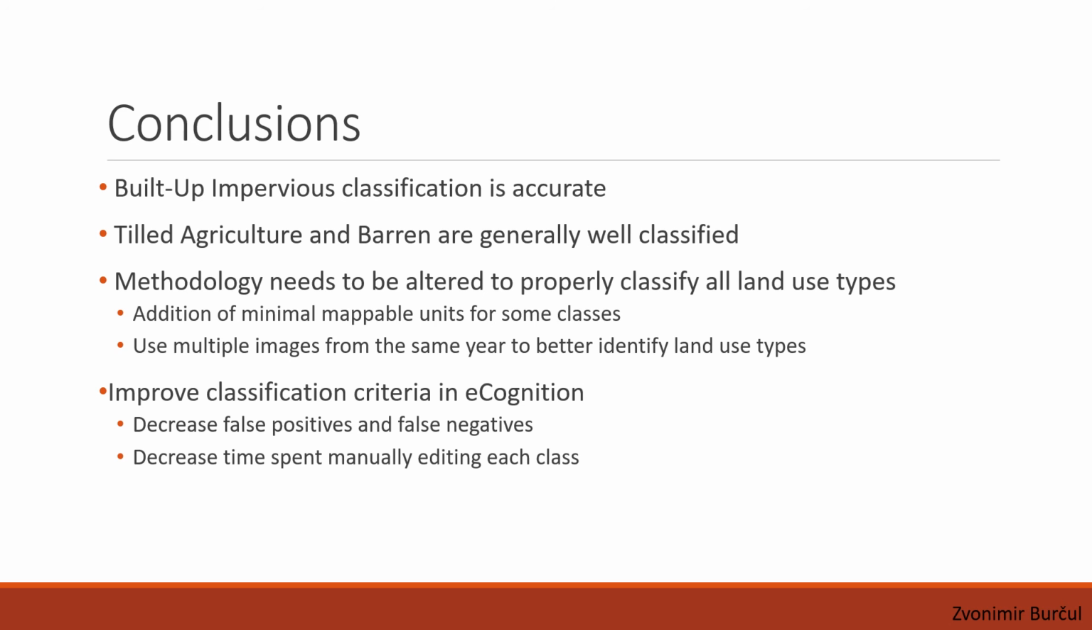Alterations would include additions of minimal mappable units for some classes and the use of multiple images from the same year to better identify land use types. Finally, the classification criteria in eCognition could be improved to decrease the rate of false positive and false negative classifications, and to decrease time spent manually editing each class.